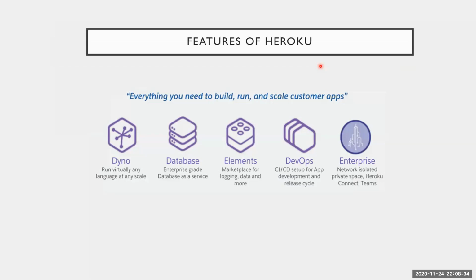A dyno you can consider a small virtual machine on which your application will be running. Database, we all know. Elements are like extra packages that we need to run an application on Heroku. DevOps, we are very much aware of, like CI/CD. And enterprise: Heroku provides enterprise features like private spaces, where you can provide an extra level of security on your application if you use Heroku Enterprise. So these are the basic features provided by Heroku.